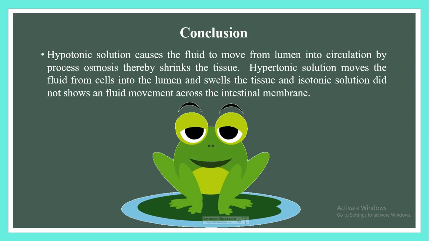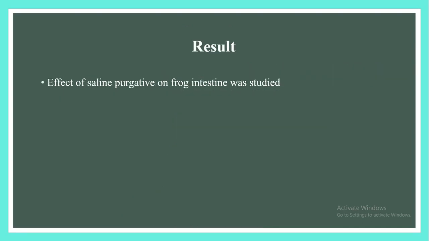Next is the conclusion. The hypotonic solution caused fluid to move from the lumen into the circulation by osmosis, thereby shrinking the tissue. The hypertonic solution moves fluid from the cells into the lumen and swells the tissue. The isotonic solution did not show any fluid movement across the intestinal membrane. Now the result: the effect of saline purgative on frog intestine was studied.